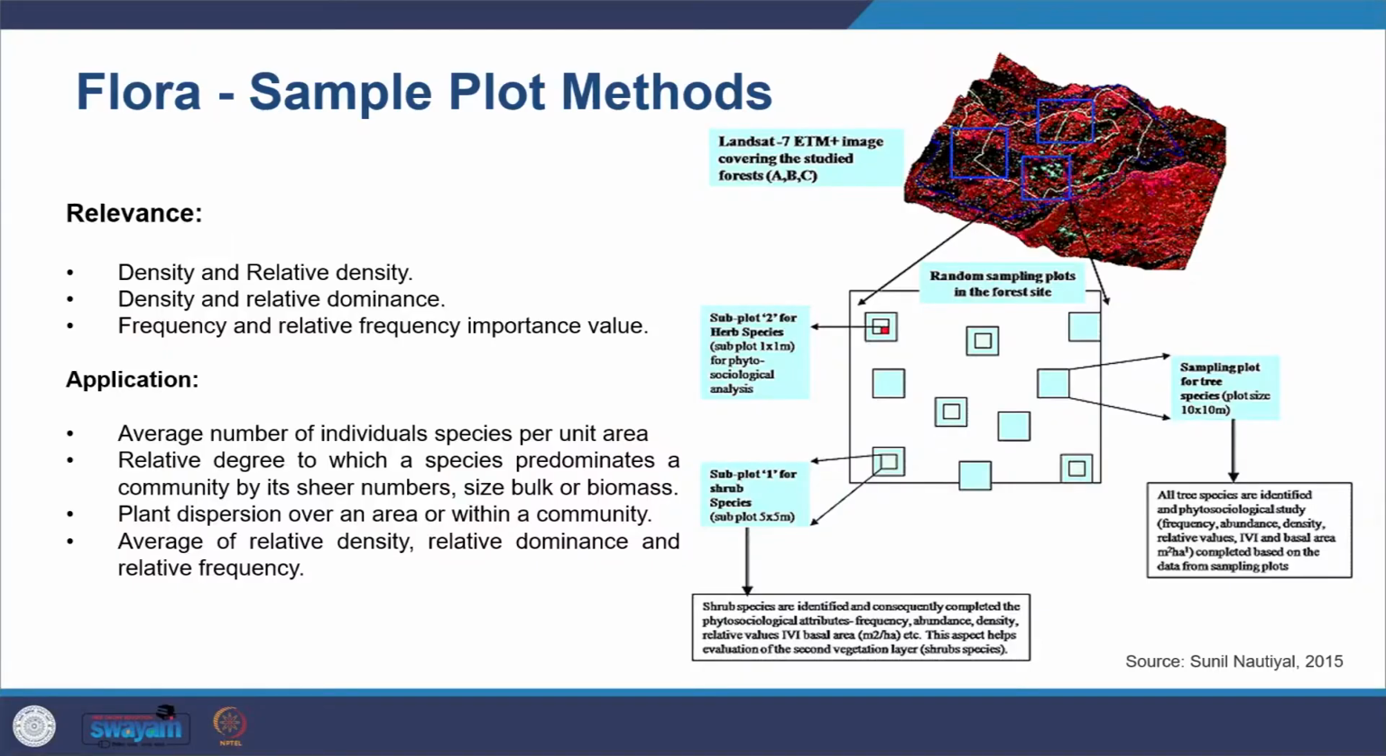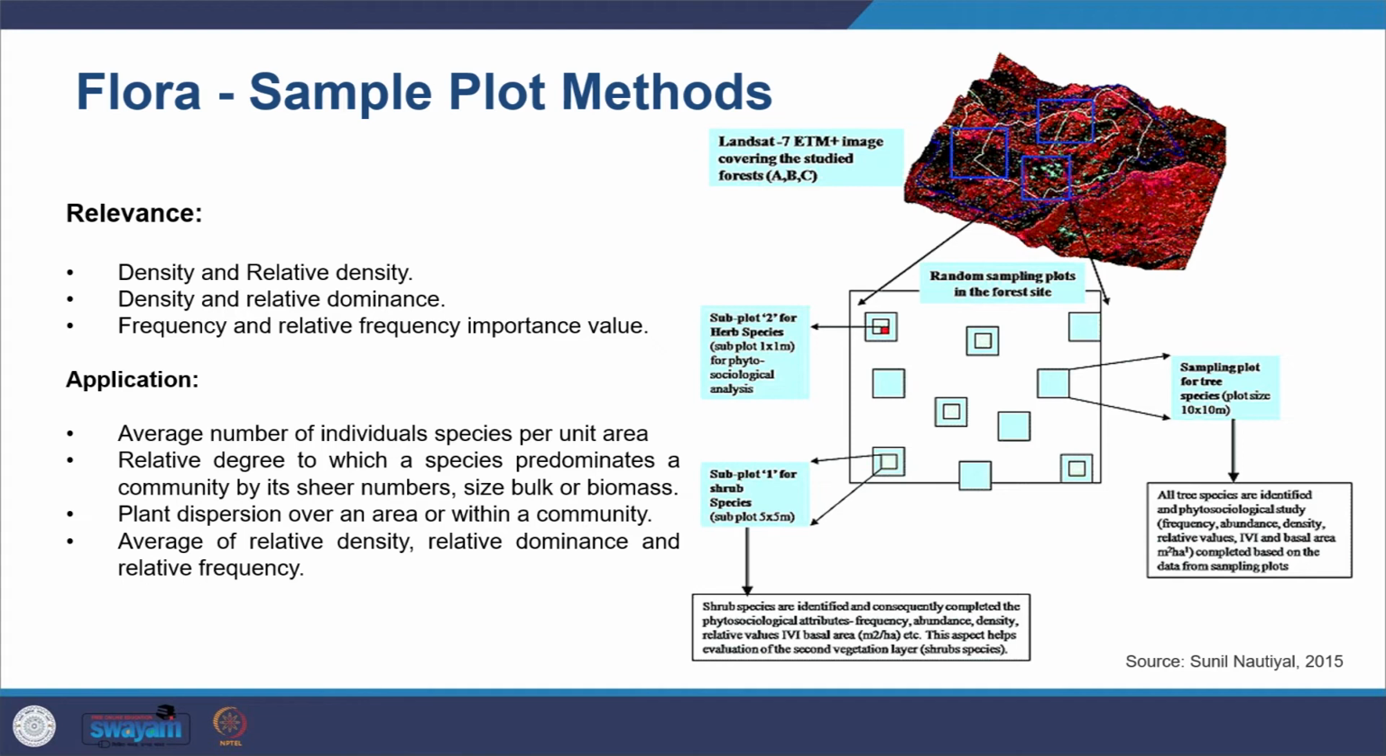So you see that you can use the sample plot method. In that, usually you cannot survey the entire area, so you only identify certain pockets for survey. So that is how scientists work. So you can pick up density and relative density in this. Relative dominance also can be seen, and frequency and relative frequency, and importance value can be seen here through the sample plot method. You can see in the image.